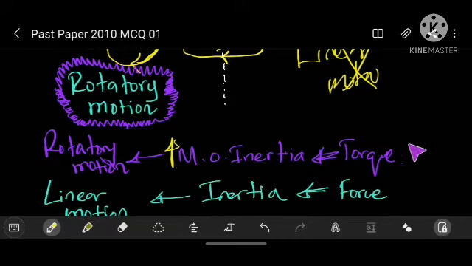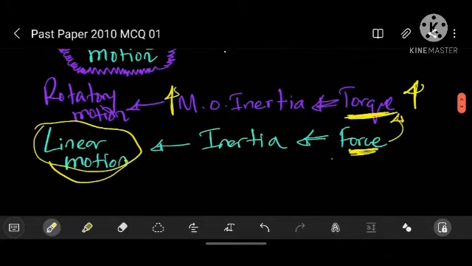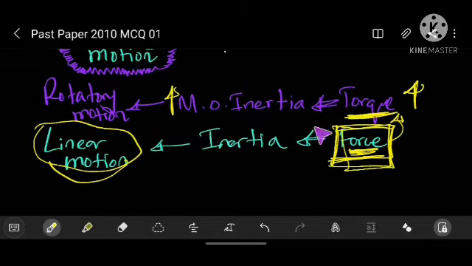torque. In the linear motion we spoke about force. In the rotatory motion, that force is equal to this torque. So force and torque are basically the same thing, but when you consider it in linear motion, we term it as force. In the rotatory motion we call it a torque.